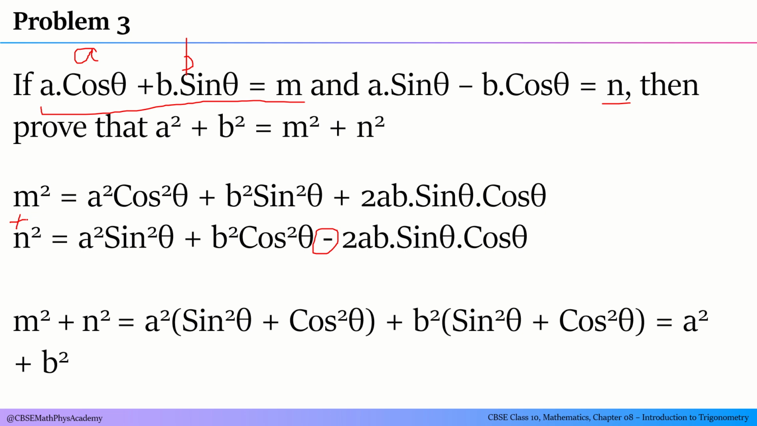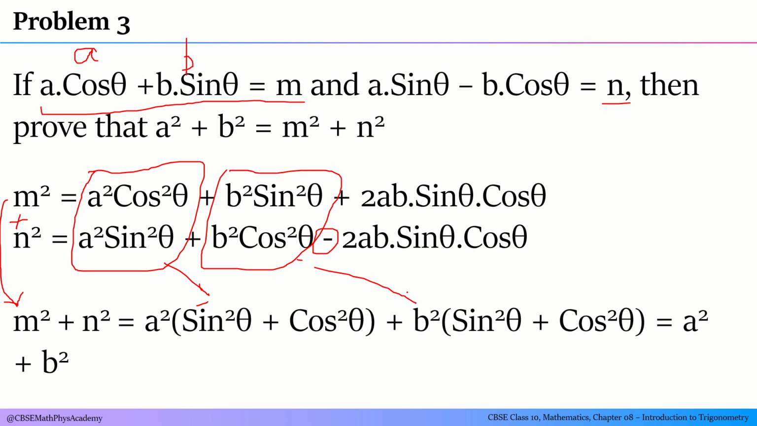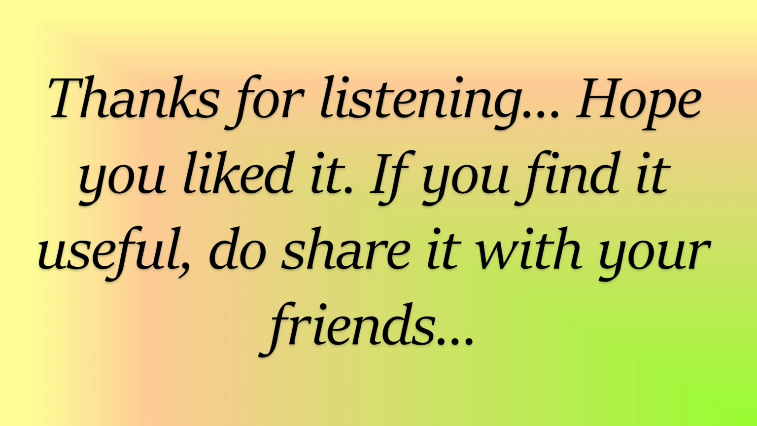So you have to add both these equations now. M square plus n square is, you are going to add this one by one. A square cos square theta plus a square sin square theta. Similarly b square sin square theta plus b square cos square theta. And plus and minus 2ab sin theta cos theta both get cancelled. As per the trigonometric identity, you know sin square plus cos square is equal to 1. So you're going to substitute 1 here as well as 1 here, which becomes a square plus b square. Thus, you have proved m square plus n square is equal to a square plus b square.